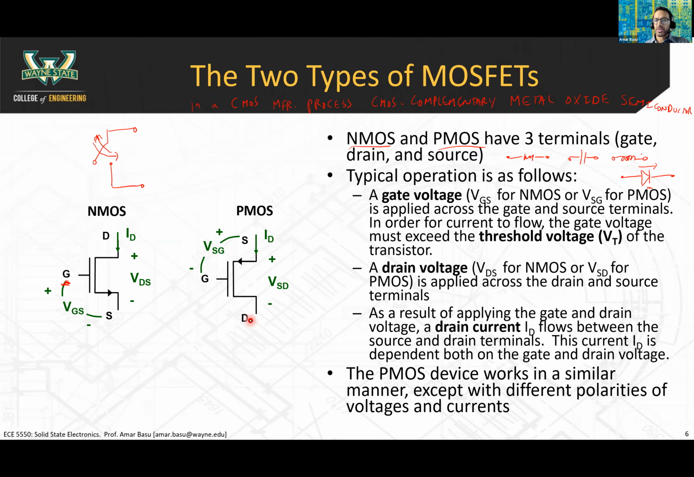All right, any questions so far? So with the three-terminal device, you have to apply two voltages, and then you get a corresponding current. Whereas with these two-terminal devices that we showed here, you just apply one voltage and you get one current.